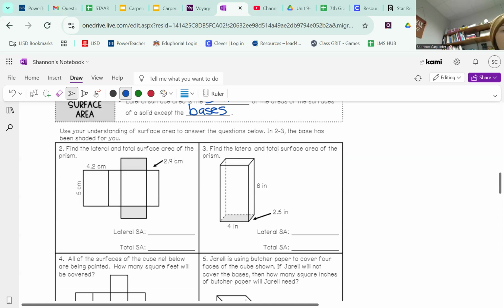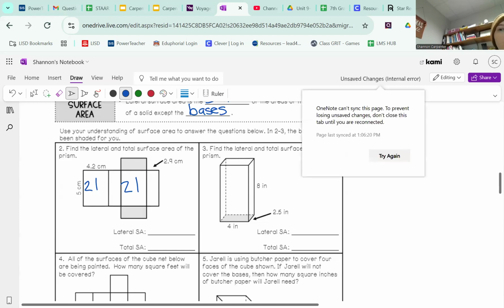All right. 5 times 4.2 is going to give me 21, because remember, we're just doing area, which is length times width. And then this one says it's 2.9. So we need to figure out this piece and this piece. This one would also be 21. And now we need to figure out, when we do this piece, what do we get?